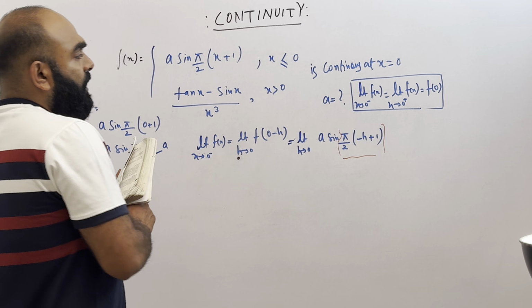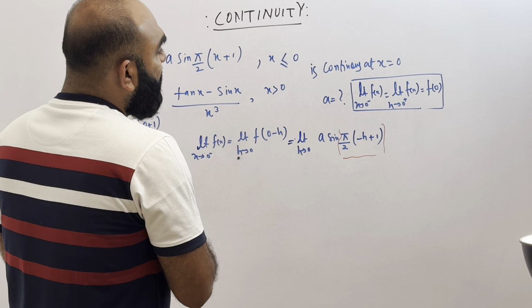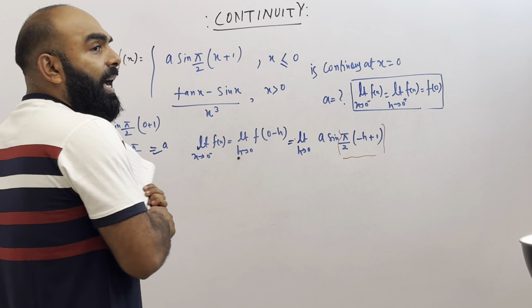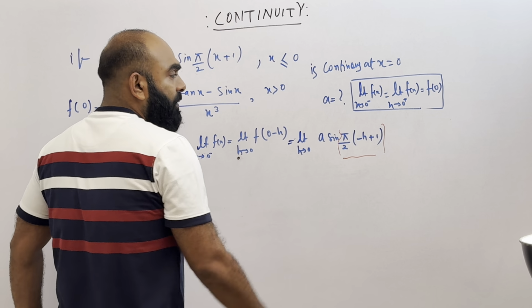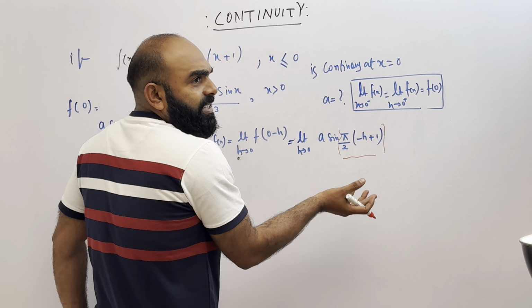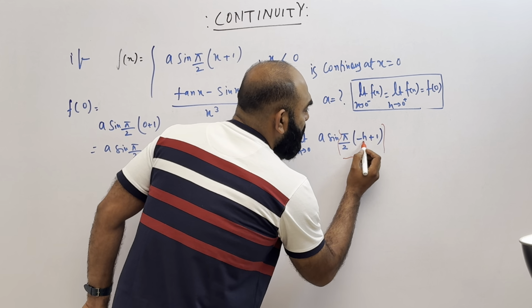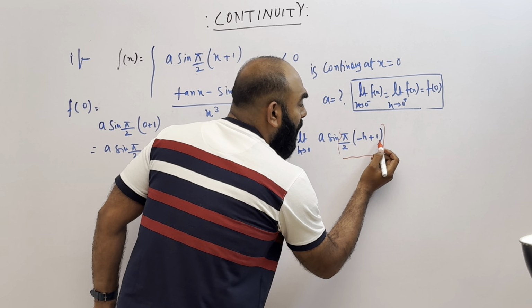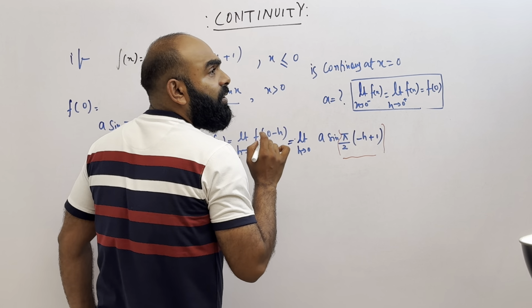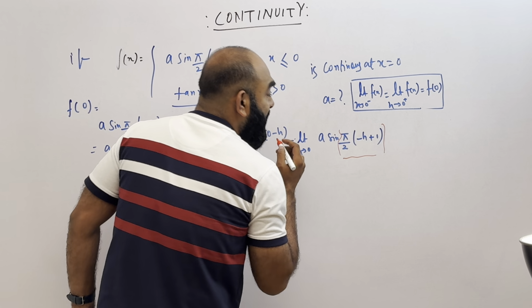So what will I do? Sir, since there is nothing in the denominator, if I keep the direct value of h at 0, what will happen? Nothing is in the denominator, right? With the direct value of h tending to 0, this becomes 0. 0 plus 1 is 1. Sin pi by 2 is 1. 1 into a only.